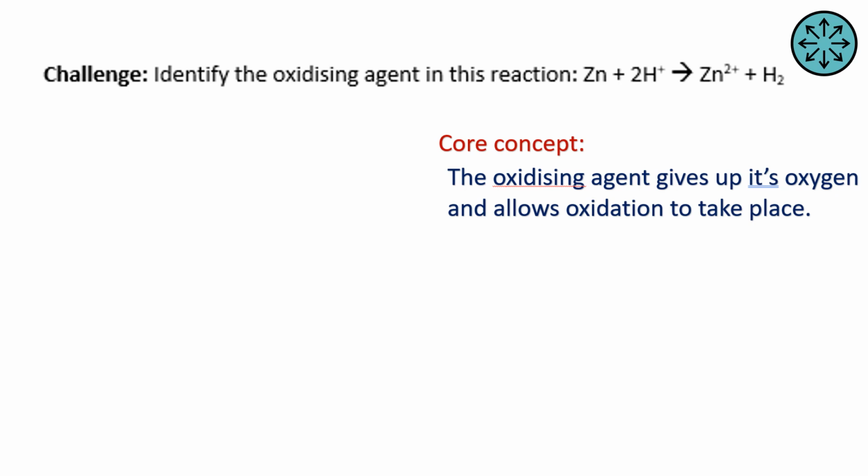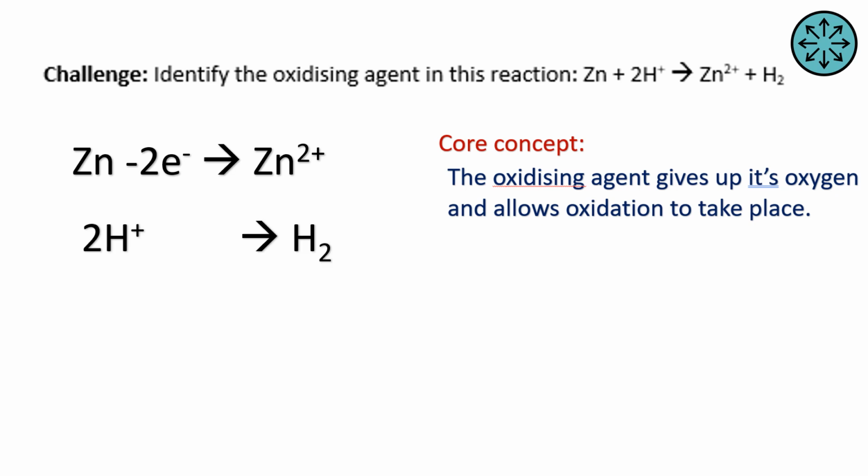So again, I'm going to start with the half equations to give myself more information. I've got my zinc atom becoming zinc ion by taking away 2 negative electrons. And I've got my hydrogen ion becoming a hydrogen H2. So it's a molecule of hydrogen, because hydrogen is always diatomic, which is why I've got 2 hydrogen ions at the beginning there to balance that out. And I'm adding 2 negative electrons there.